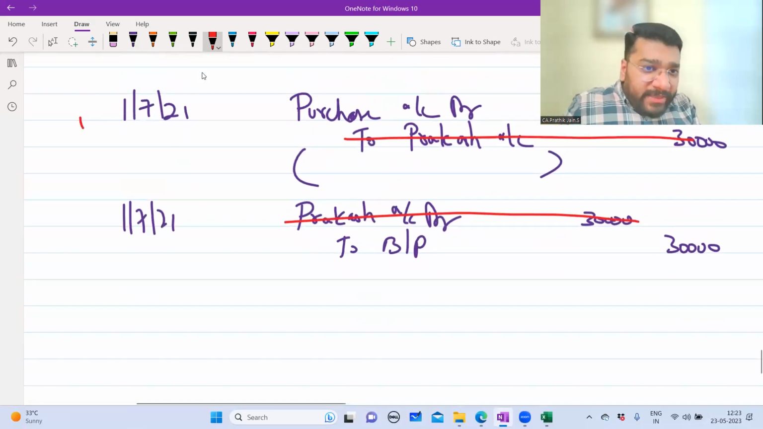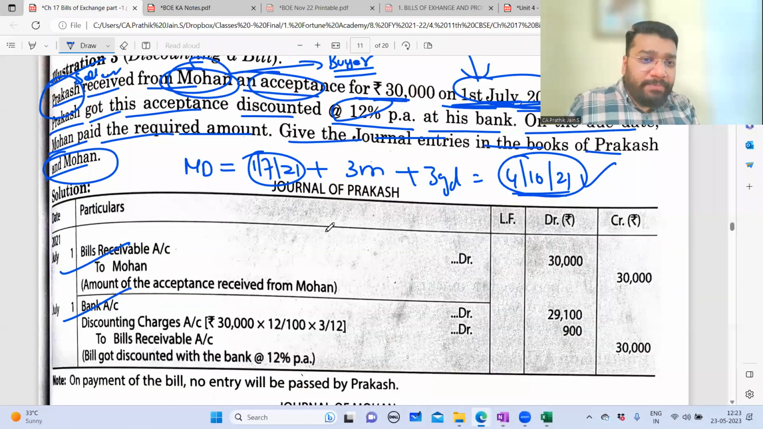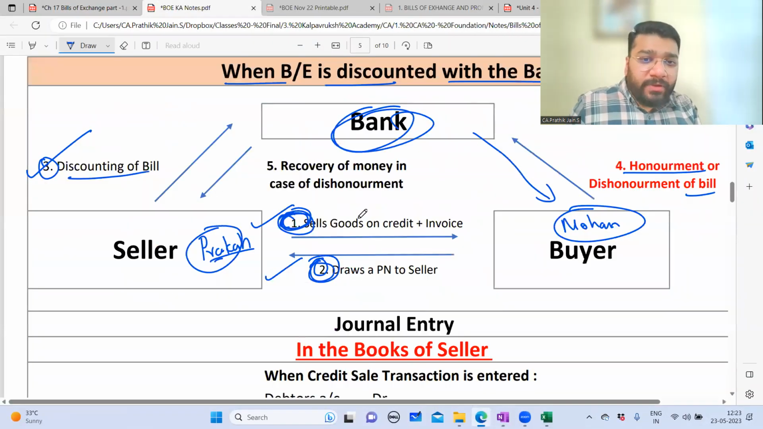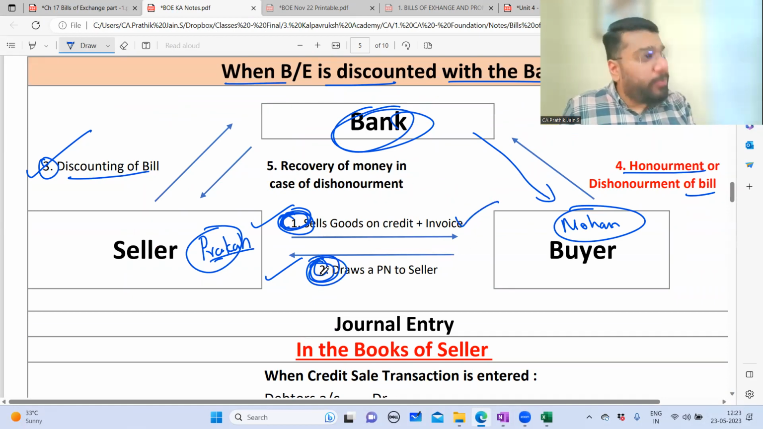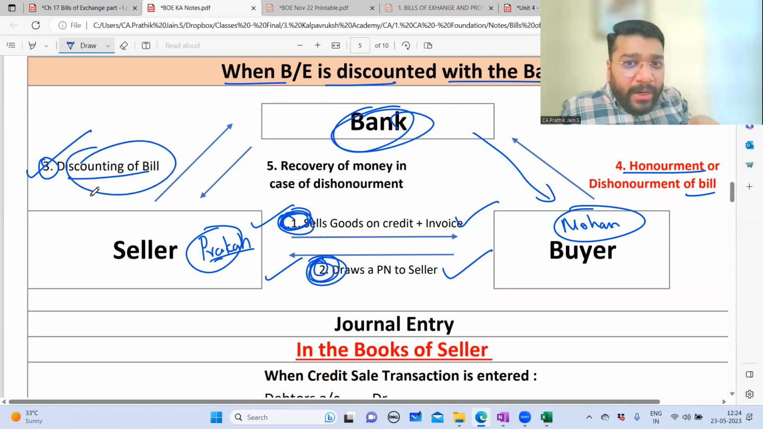So guys, the first transaction which I recorded is the purchase transaction, which is happening between Prakash and Mohan. So Mohan recorded this. Then Mohan is giving the acceptance or Mohan is issuing the promissory note. So this is also a transaction between Prakash and Mohan, which Mohan is recording. The third transaction, which is discounting of bill, is happening between Prakash and the banker. Will Mohan capture the discounting entry? No. So what will he do? He will leave the third transaction.